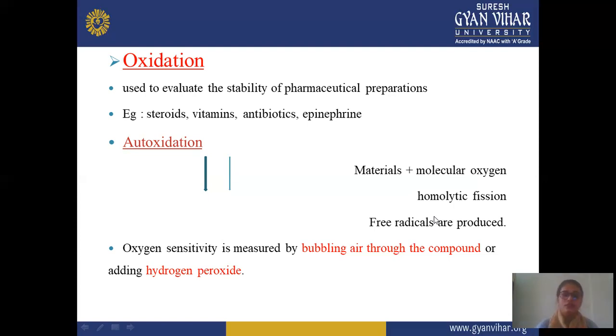Next, oxygen sensitivity is measured by bubbling air through the compound or adding hydrogen peroxide. This oxidation or auto-oxidation may show certain sensitivity, and oxygen sensitivity is observed, and you can measure it by bubbling air through the compound or adding hydrogen peroxide. This way you can measure how sensitive your formulation is to oxygen, or how much oxygen is responsible for degradation of your product.